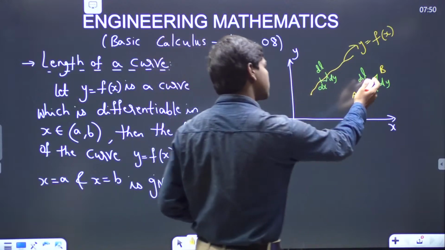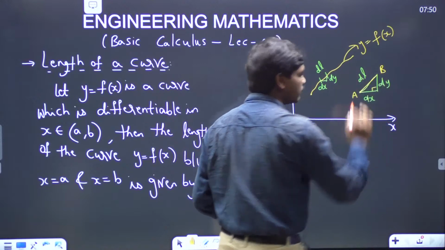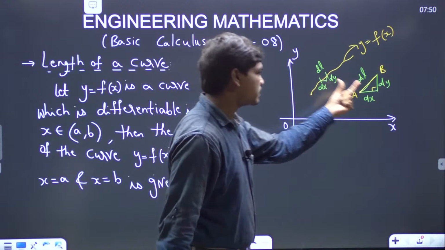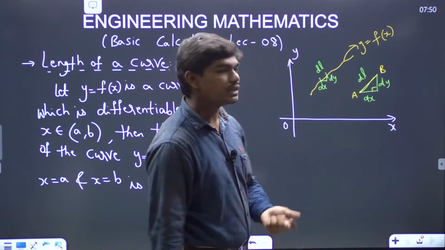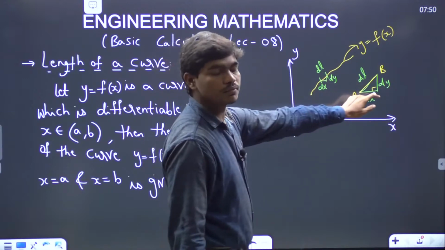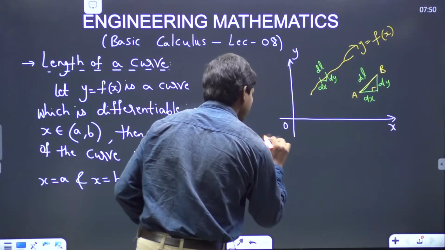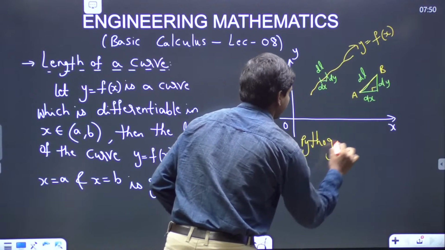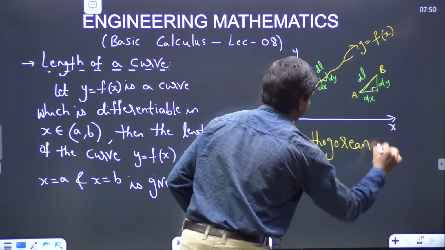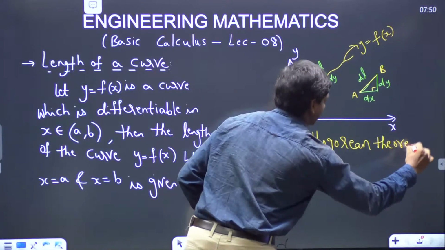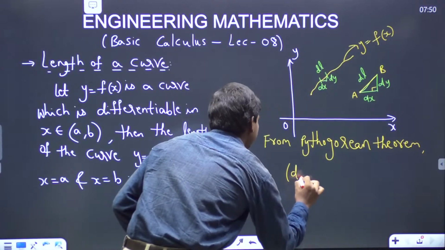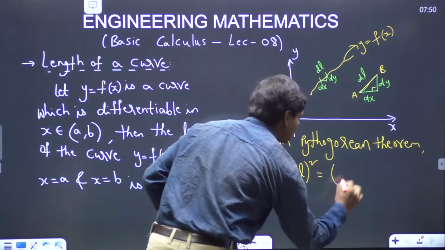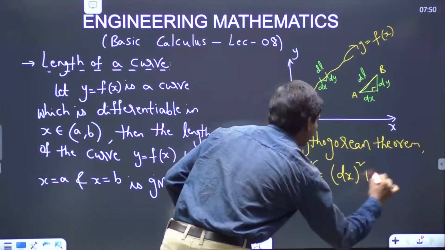From this triangle, this is now a right angle triangle, because the x and y coordinates are perpendicular to each other, which means the segments dx and dy are also perpendicular to each other. So if we apply the Pythagoras theorem for this particular triangle, we have dl square, which is the hypotenuse in the triangle, is equal to dx whole square plus dy whole square.